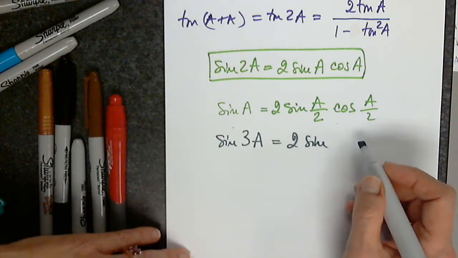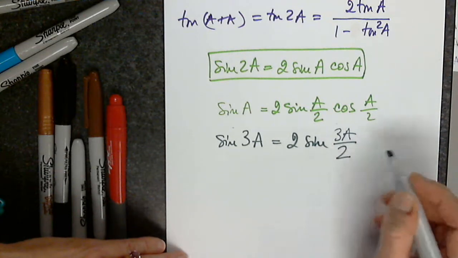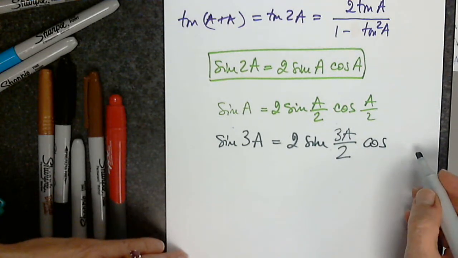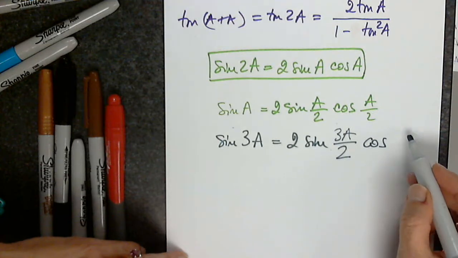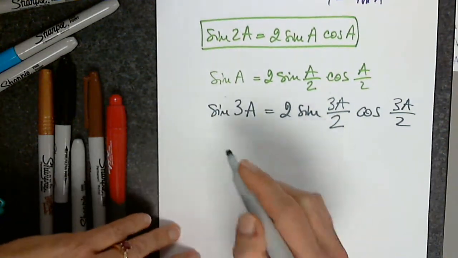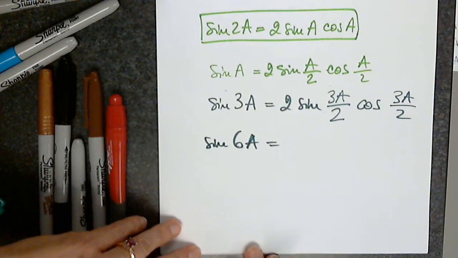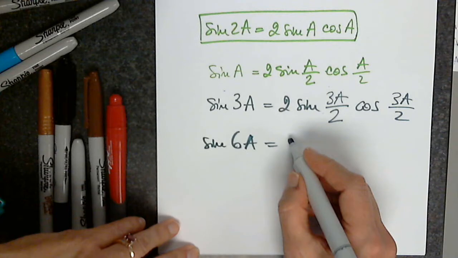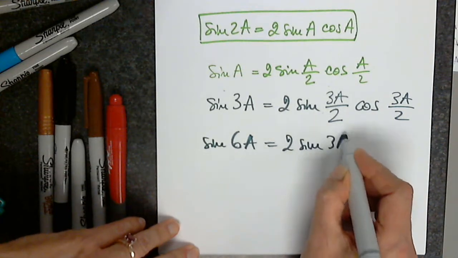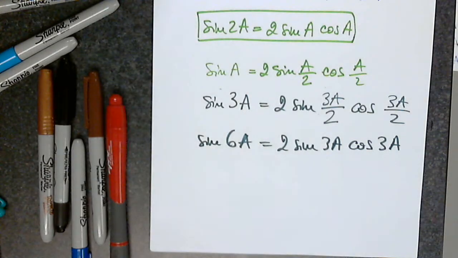The pattern hasn't changed, the same thing. You have to use the same pattern. What about this? What would you say? 3A. 2 sine 3A. Do we understand the pattern?